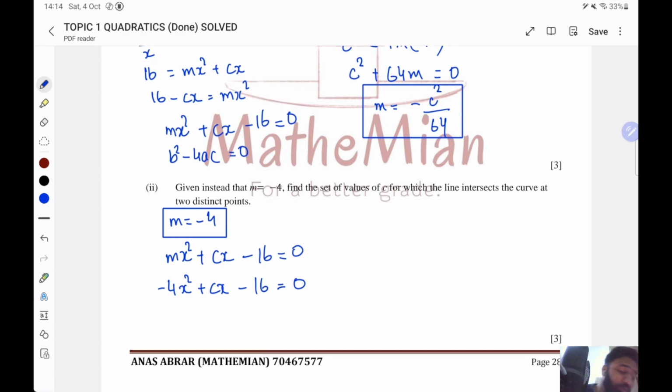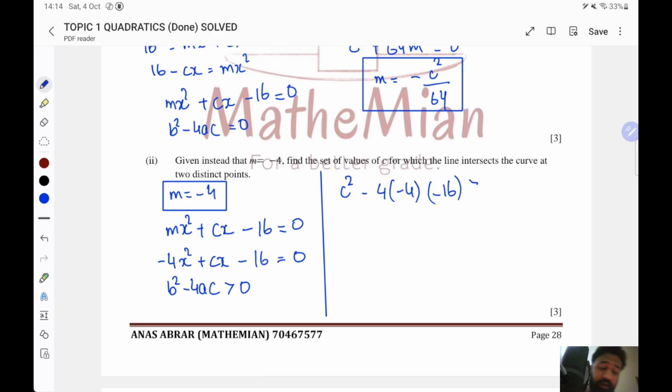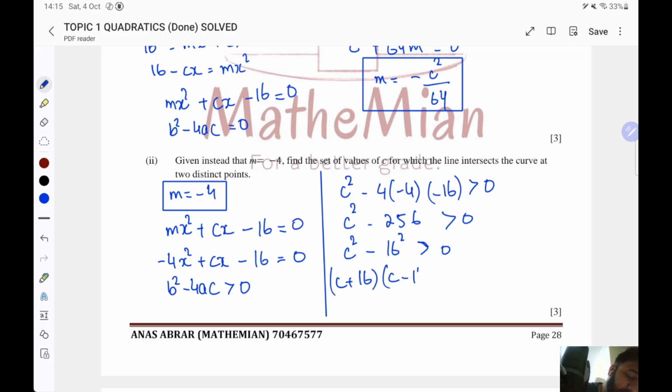They are intersecting at two distinct points, so which means that b square minus 4ac will be greater than 0. Let's substitute the values. C square minus 4 times minus 4 times minus 16 will be greater than 0. It will be 256. So c square minus 256 greater than 0. So c square minus 16 square greater than 0. So it can be written as c plus 16 and c minus 16.